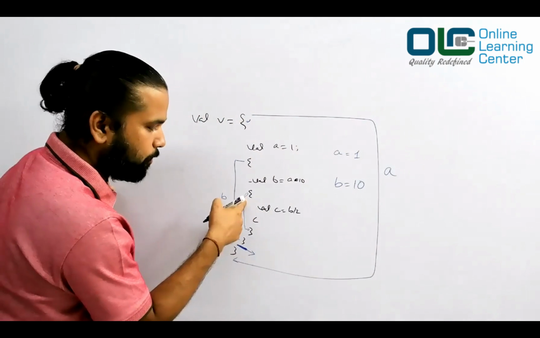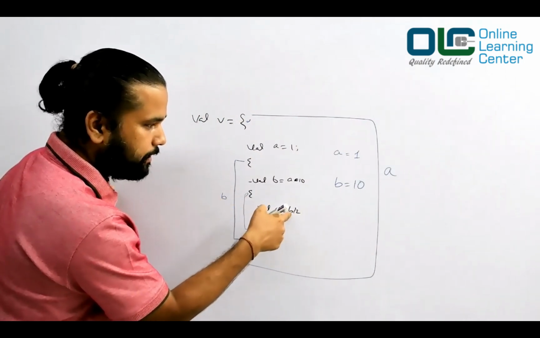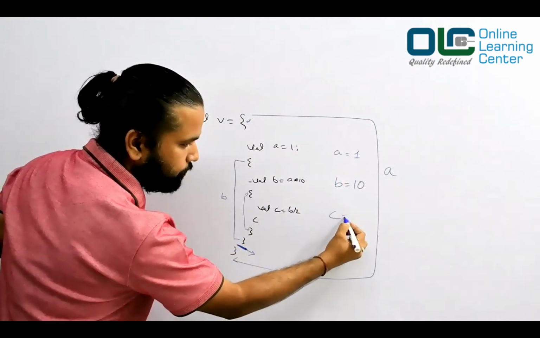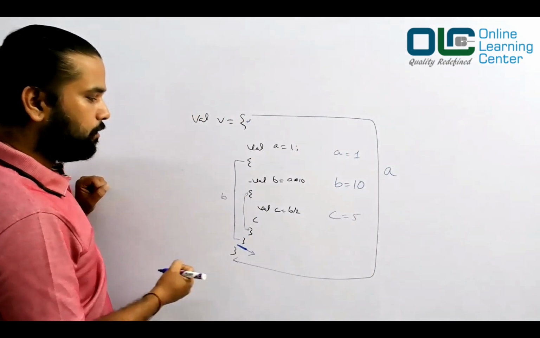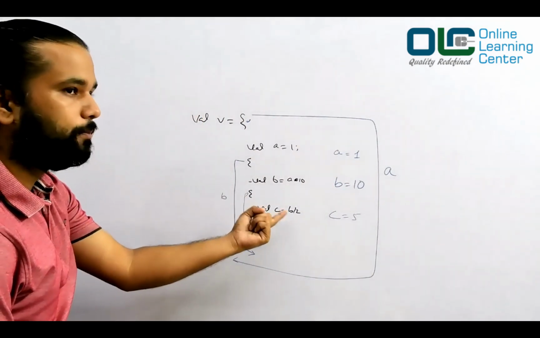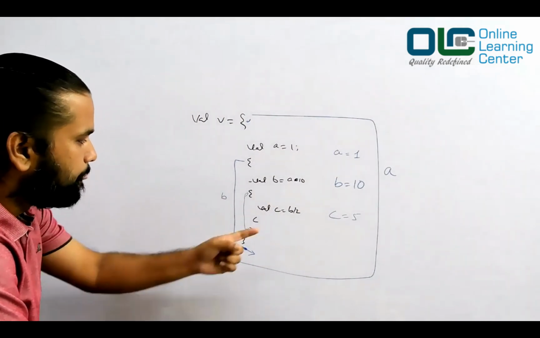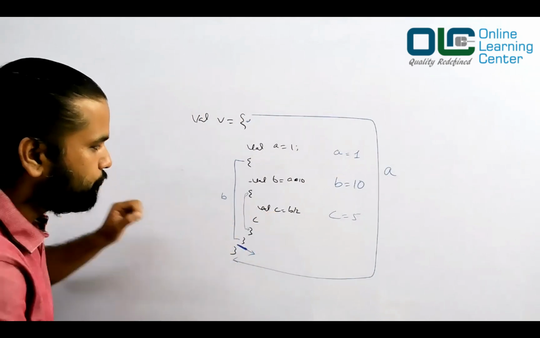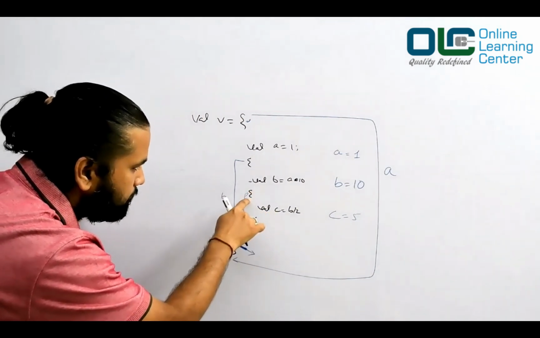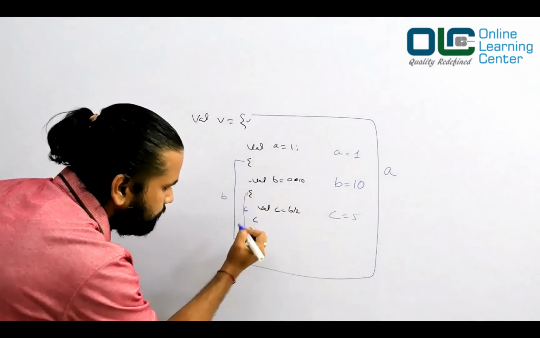Within this block, we have defined c is equal to b by 2. So what is this b? Now b is already 10, so 10 by 2 is 5, so c is equal to 5. Can I access a here? Yes, you can. You could have written c is equal to b into a by 2, that would also have been a good idea. So c is a variable which we have defined here, and it will fall under this scope, so c would be accessible only here.